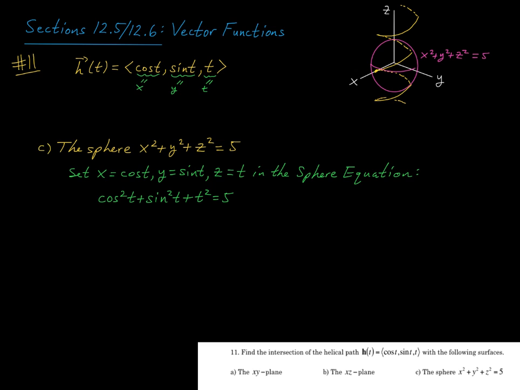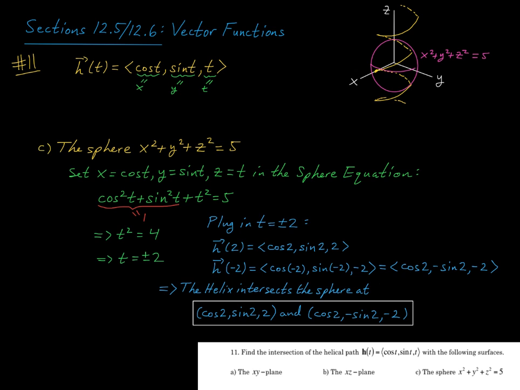Well, cos squared plus sine squared is 1. And so if I subtract the 1 from both sides, I get that t squared is 4. And so t itself is either positive 2 or negative 2. So this gives rise to 2 points of intersection. Notice if you plug in negative 2, you get cos negative 2 and sine negative 2. Using the even and odd properties of cosine and sine, those are just cos 2 and negative sine 2. So your 2 points of intersection are cos 2, sine 2, 2, and cos 2, negative sine 2, negative 2. It's interesting to note here that the x-coordinates are the same, and the y and z-coordinates are opposites of one another.